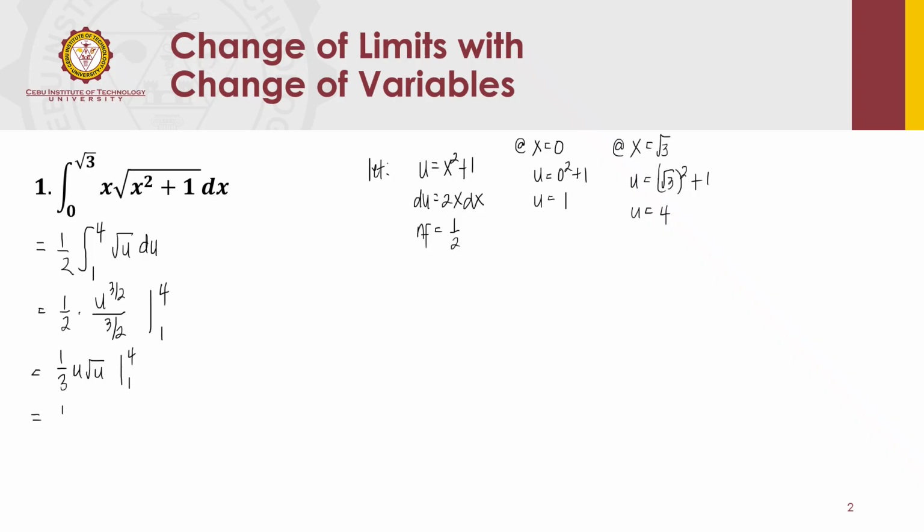So plug in the values of u. First, using the upper limit, that's 4 square root of 4 minus evaluating using the lower limit, that's 1 square root of 1, or that's 1/3 of 4 times 2. Square root of 4 is 2, so 4 times 2 is 8, minus 1 times square root of 1 is 1, so minus 1. So that's 8 minus 1, or 7, times 1/3, so the value of the definite integral is 7/3.